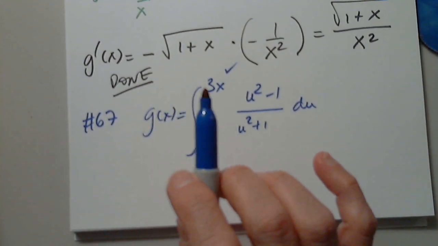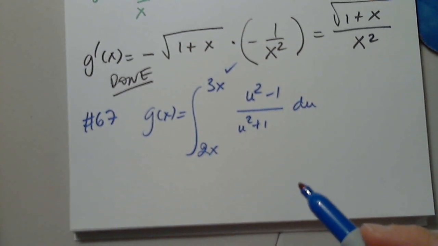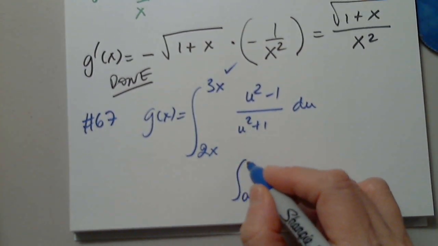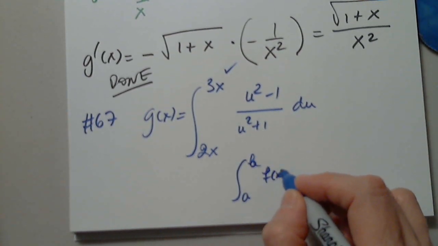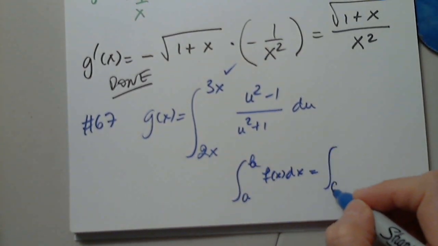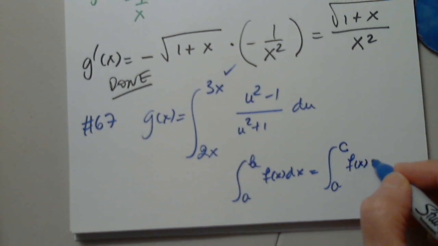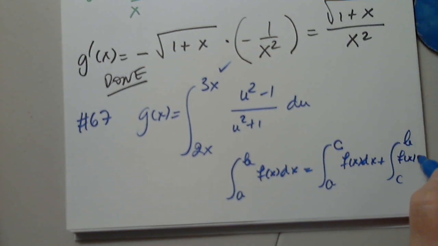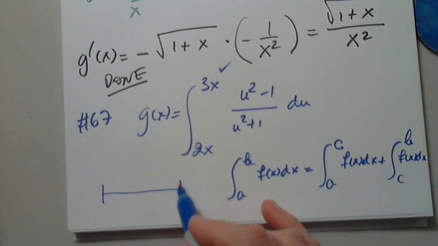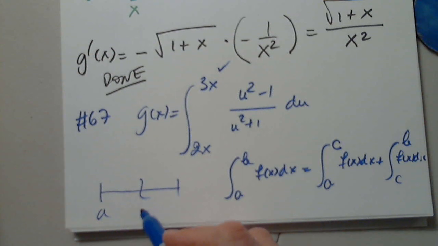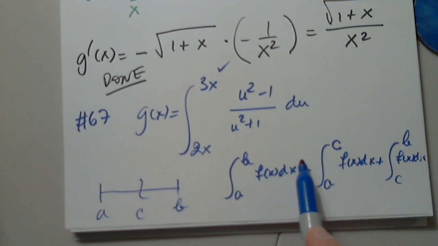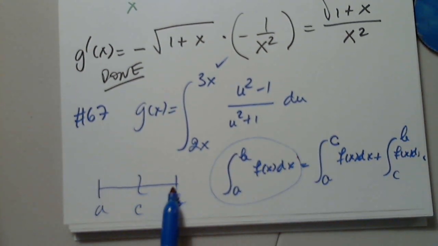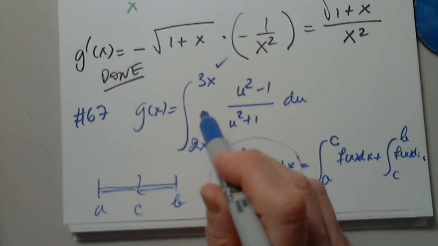And I just want to remind you one of the properties of the definite integral. The integral from a to b of f of x dx is the integral from a to c of f of x dx plus the integral from c to b of f of x dx. In other words, the interval a to b can be split. So instead of finding the integral from a to b, I can find the integral from a to c plus the integral from c to b. This is the property we have to apply here.